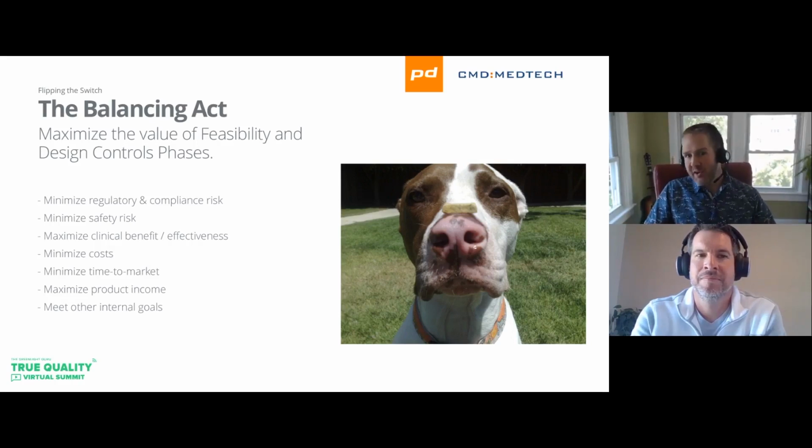Minimizing costs and time to market. So, in most all cases of medical device development, we're developing this product for a company that needs to have a return on R&D costs. So the more efficient we can be at balancing all these things, the better.